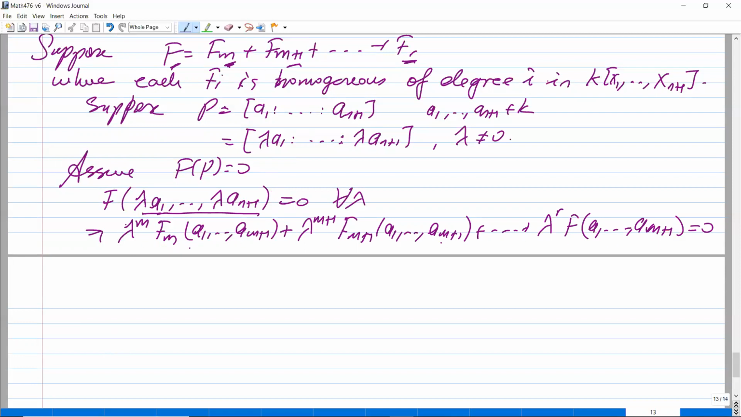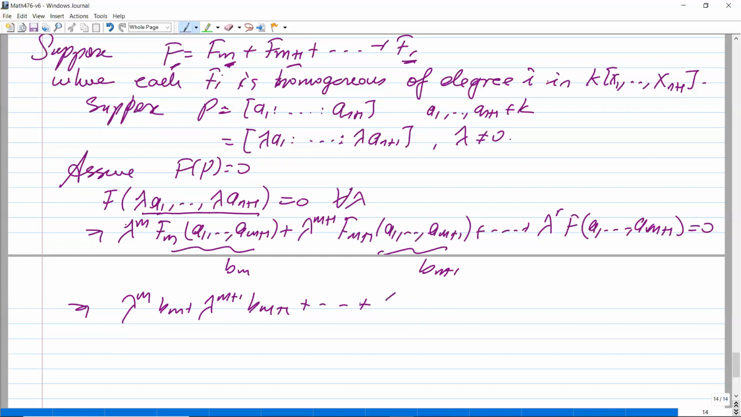Remember, these are fixed. Let's say bm, b(m+1), etc. So we have a polynomial: lambda to the m times bm, plus lambda to the m+1 times b(m+1), and so on up to lambda to the r times br. And this is equal to 0 for all lambda. So this implies that all the coefficients are 0, as you see, when k is an infinite field. So assume that k is infinite.